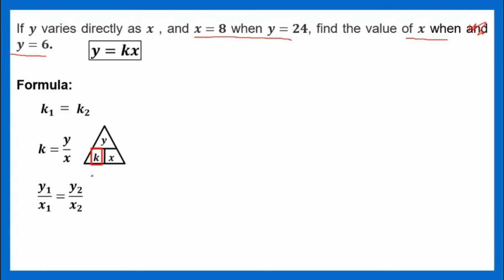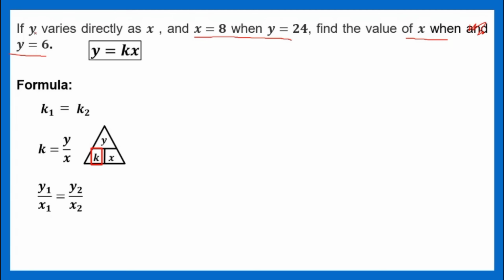So, pwede natin itong gamitin para mas madaling makapag-solve ng gantong type of problem. Let's say, dalawa ang ibinigay sa atin na set. So, given si x saka si y, given si y or si x din sa isa, so how are we going to solve for that unknown variable? And so, we may use this one: y sub 1 over x sub 1 is equal to y sub 2 over x sub 2.